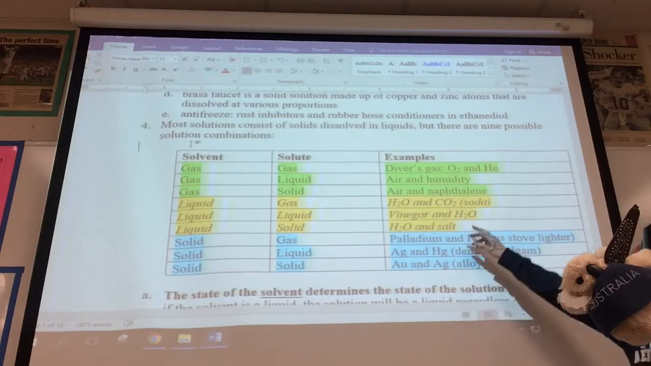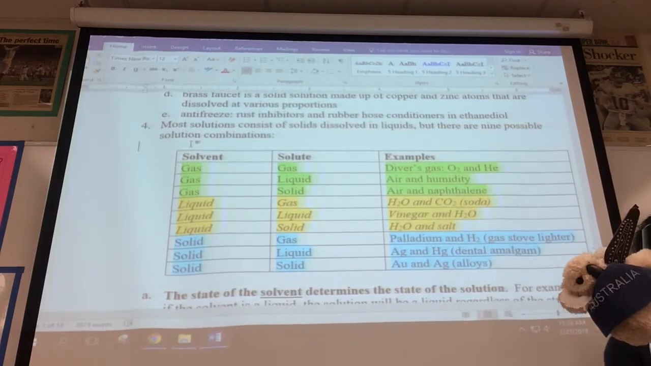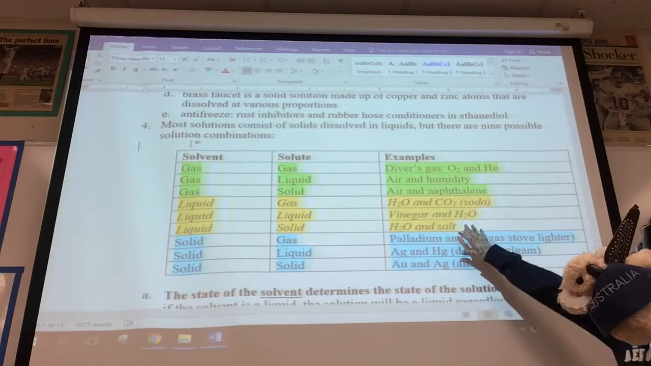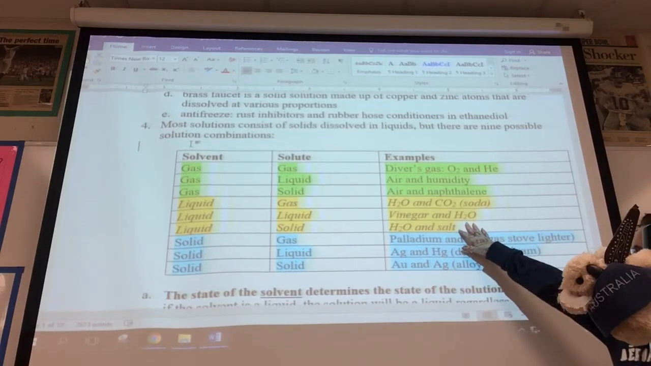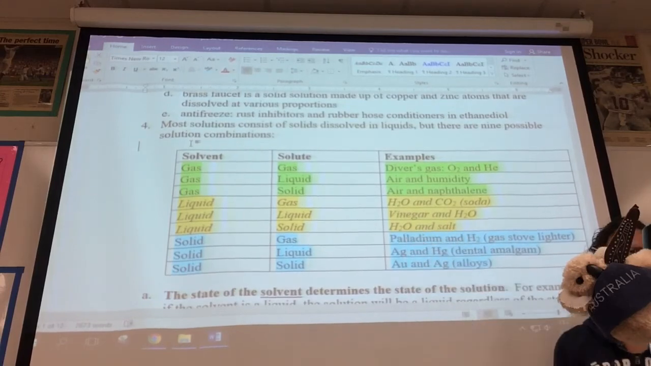It's all her fault. You can dissolve water in vinegar. So any liquid in a liquid, we already mentioned the 70% isopropanol, etc. And then the most common solution is this one, dissolving solids in liquids, such as salt dissolving in water.